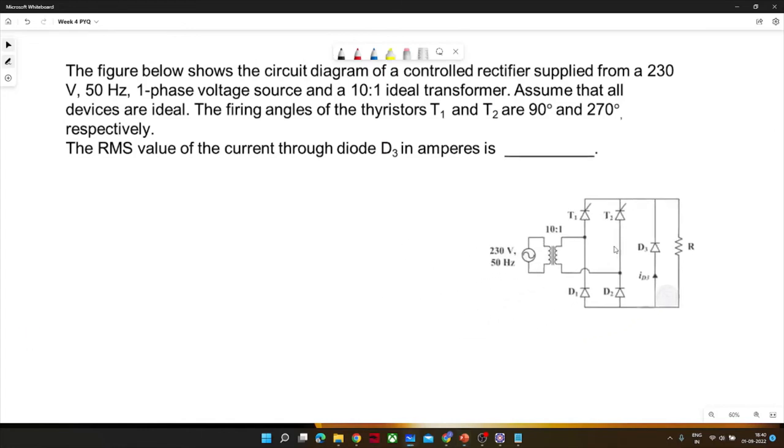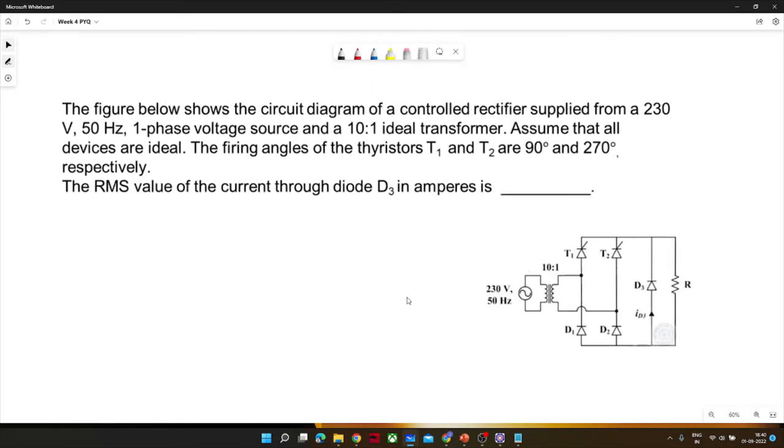So let me show you the problem. In this problem, we have to find the current through this diode. What will be the value of current through this diode? And it appeared in GATE 17 as well.